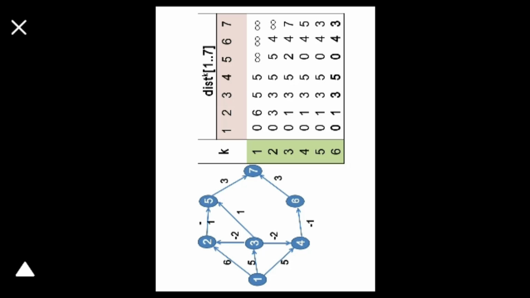So this concludes our Bellman-Ford algorithm to find the single source shortest path to all other vertices.